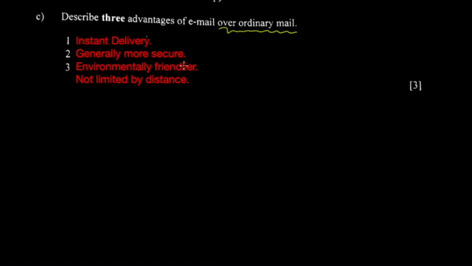It's also environmentally friendlier. This one was kind of posh, but I wanted to include it. Ordinary mail carries a message, so you actually have to write it on paper. That means you're destroying some trees somewhere so that you could make that paper. A more environmentally friendly way would be to just send an email. It does the same thing without having to use paper.